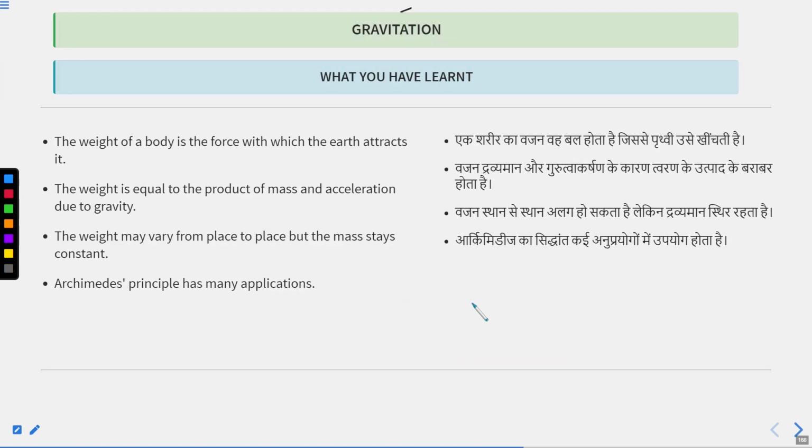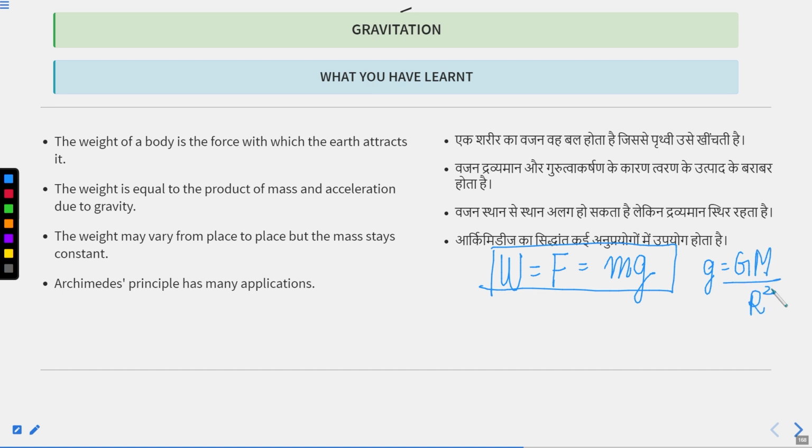The weight of a body is the force with which the earth attracts it. Weight is mass into gravitational acceleration, where the value of gravitational acceleration is g = GM divided by R square, where capital M is the mass of the earth, capital R is the radius of the earth, and G is the universal gravitational constant. Weight is equal to mass into acceleration due to gravity.